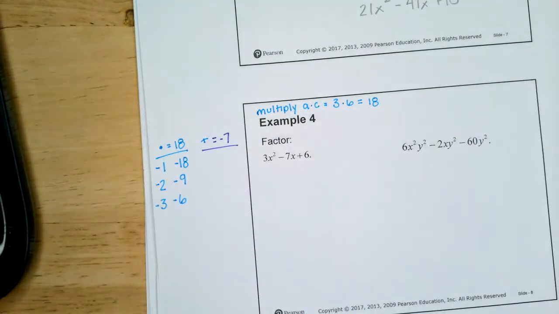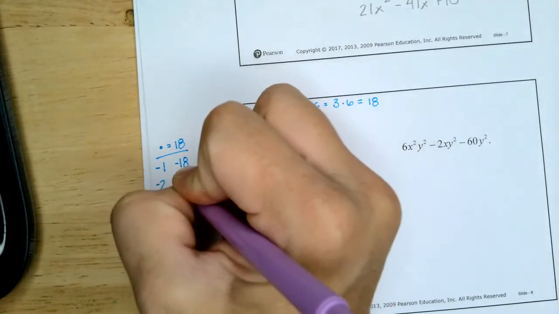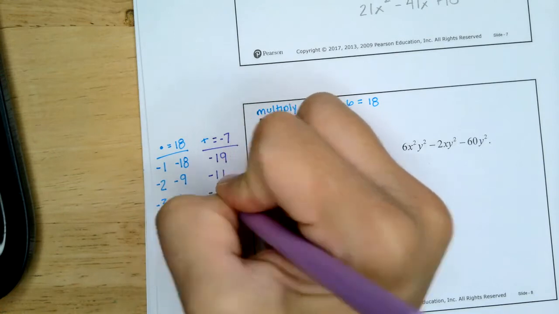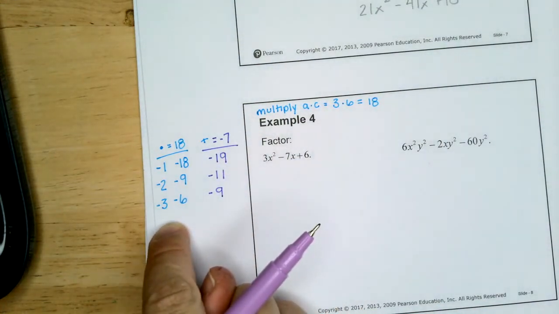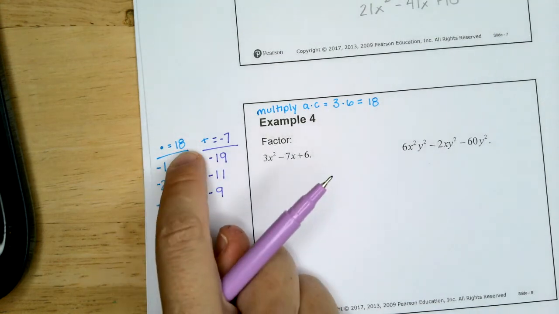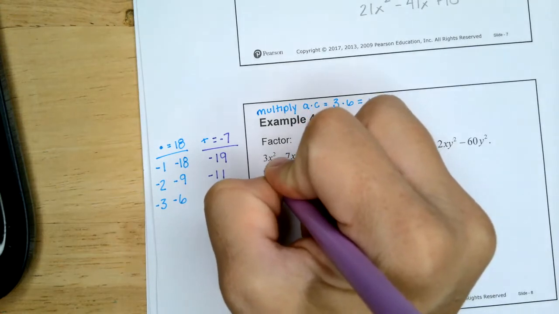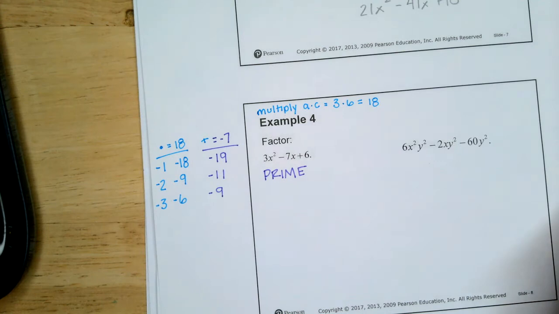All right. So -1 and -18 make -19. -9 and -2 make -11. -6 and -3 make -9. So nothing. There's nothing that fits both 18 and -7. If nothing fits, you just say prime. Okay.